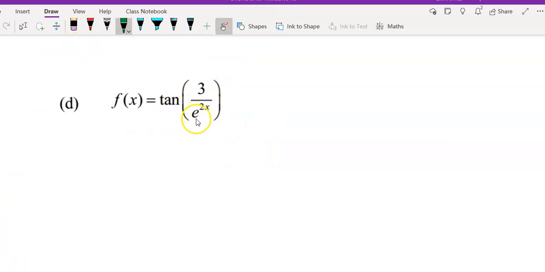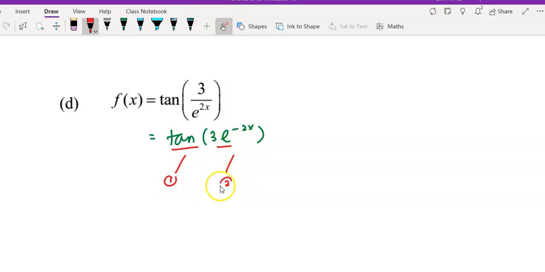For tangent of 3 over e power of 2x, I am going to rewrite this in the form tangent of 3e power of negative 2x. Then I see this as a 2-layer function. The first layer will be tangent, and the second layer will be 3e power of negative 2x. Then I will differentiate layer by layer. Now I get my f prime x: differentiate tangent, the first layer, which gives secant square. And the inner function, just copy down. You can write it in the form of 3 over e power of 2x, no problem.